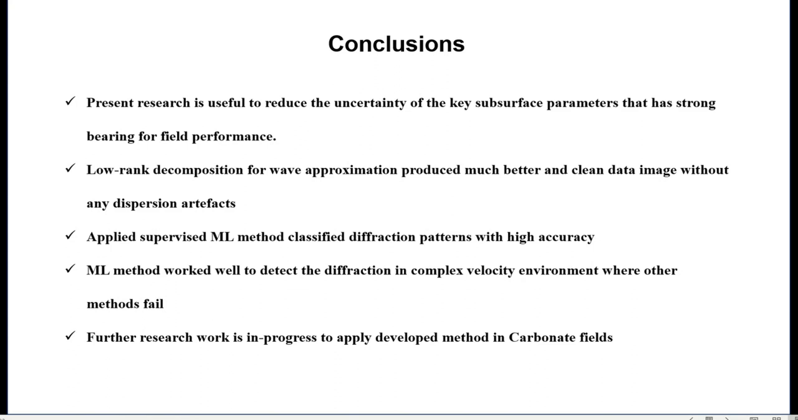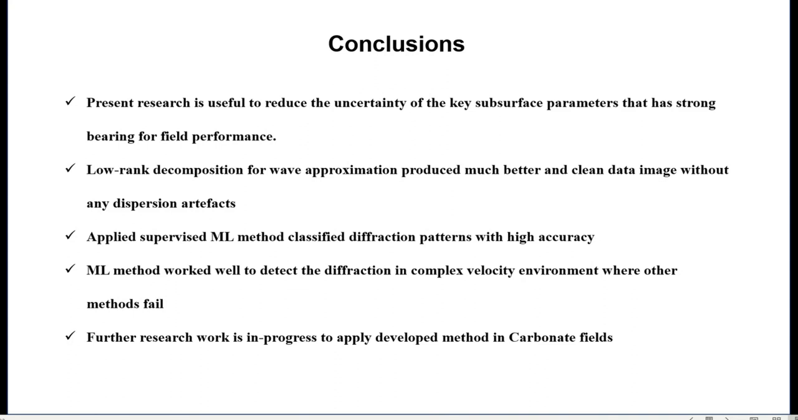And also we have discussed the low rank decomposition for wave propagation, obviously when we do the modeling. We need better wave propagation to have a clean and better image of the subsurface, which is without dispersion artifacts. And also the application of supervised machine learning methods in two ways, like image classification and pattern recognition. These are applied to the data for better accuracy.